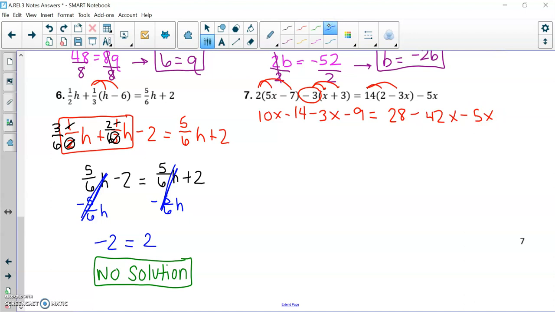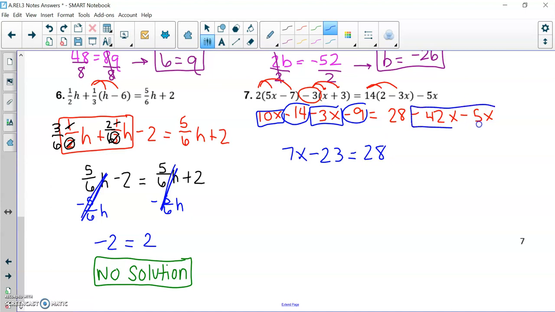All right, jumping back to the left side, I do need to simplify by combining like terms. A 10x minus a 3x is a 7x, and then a negative 14 minus a 9 is a negative 23, or minus 23. And then now, on the other side, I have a 28, and then a negative 42 minus a 5x is going to be a minus 47x.